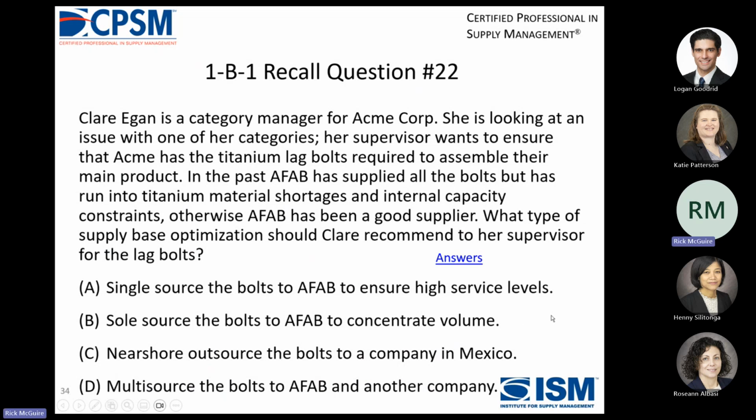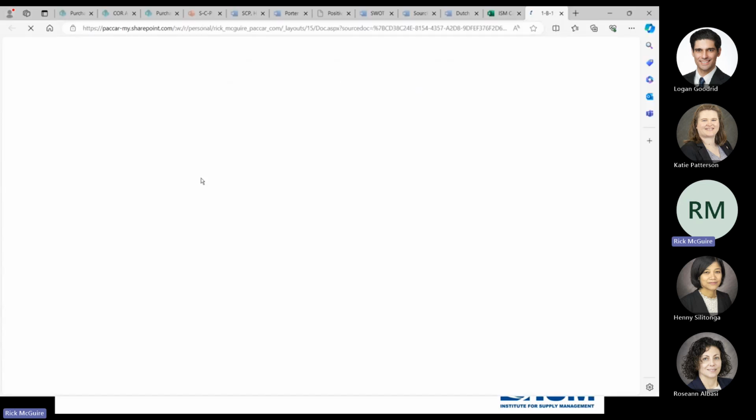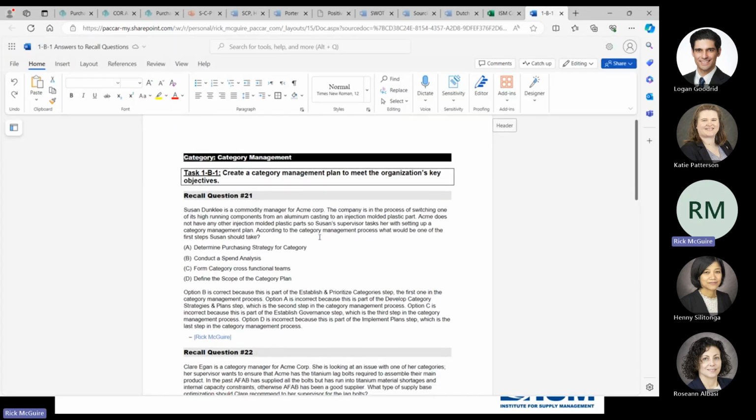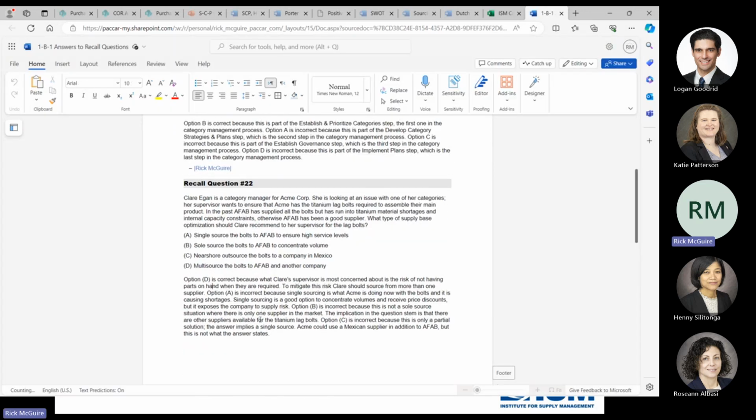What do you think? I don't think you want to send them out to Mexico if you're having problems. And then single source or sole source, do you want to just have one or do you want to have many? Or two, three? Given the nature of the problem, I would say it's probably going to be D. Let's see what these guys say. D it is.